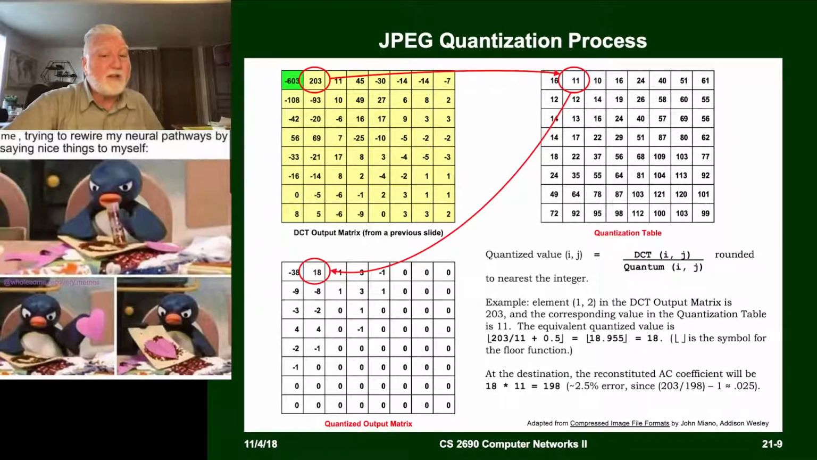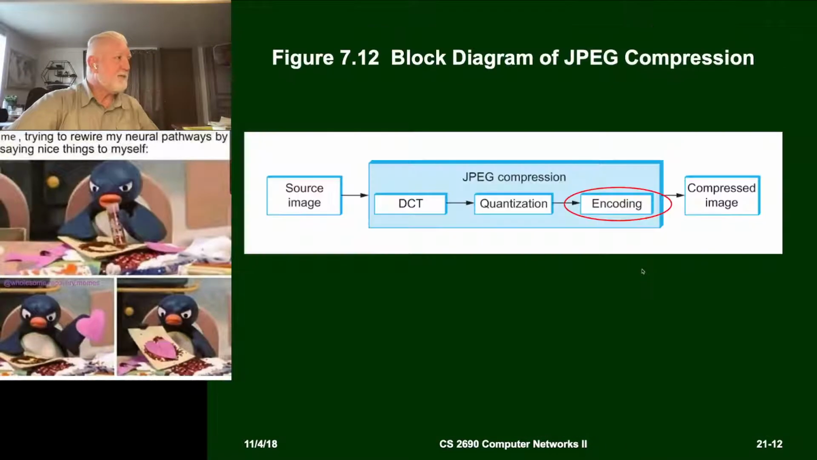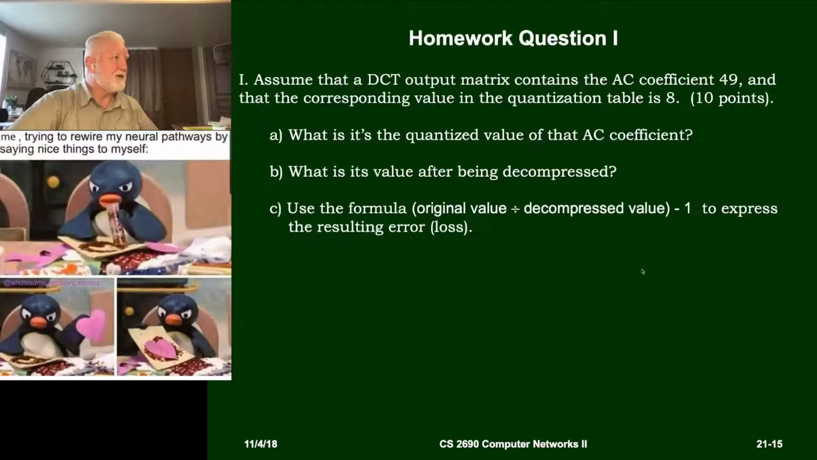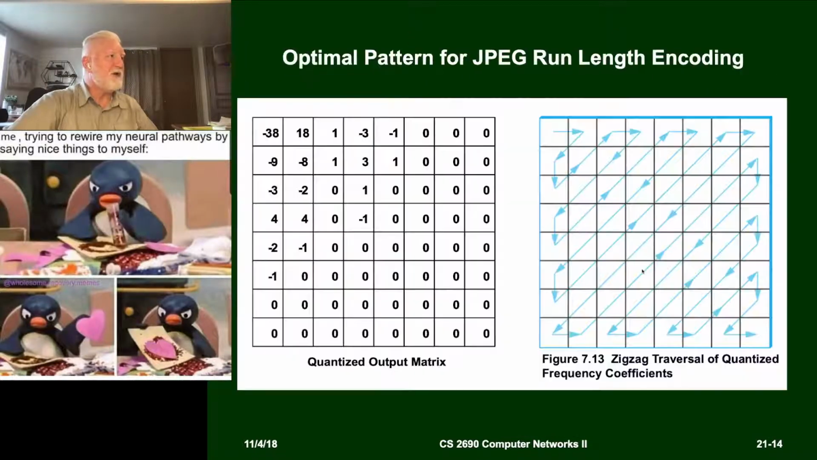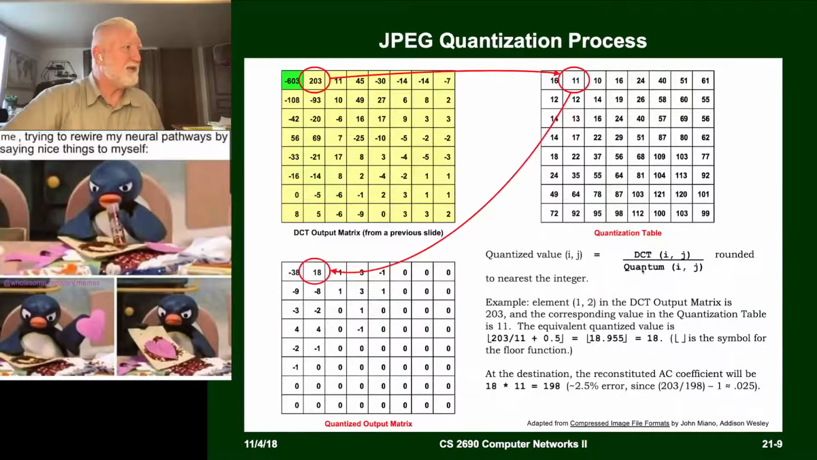Hope this makes sense. The only thing that I can see so far on the homework, and maybe Kimberly can jump in, is this process of doing the division, which is right there. We'll come back to that goofy picture. What's the quantized value? What's the value after being decompressed? So you can see what the level of compression is, and this gives you an example of how to do it.